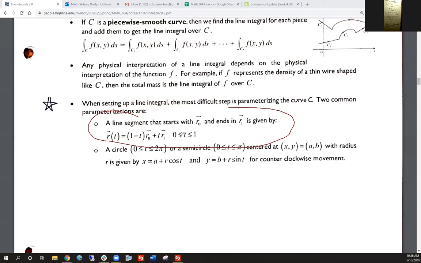And the key is that when t equals 0, you're going to get 100% of R0, and you're going to get 0% of R1. But when t is equal to 1, you're going to get 1 minus 1, or 0% of R0, and you're going to get 100% of R1. That's where the formula comes from. So it's like a proportionality thing.